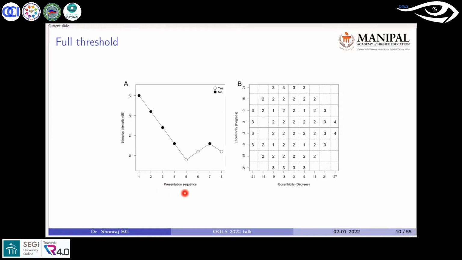All right, so I think this is clear. This is very simple. Full threshold works by a very simple concept using an adaptive staircase, and it is pretty easy to understand.